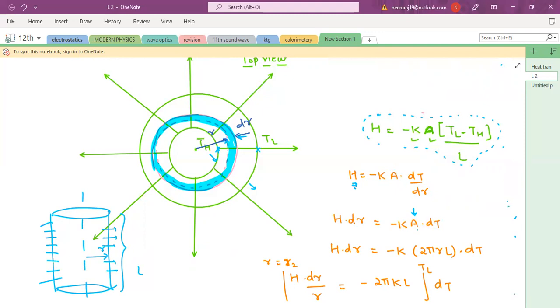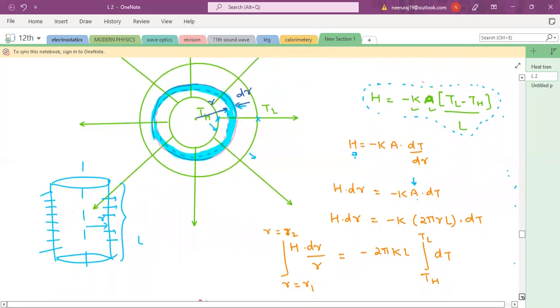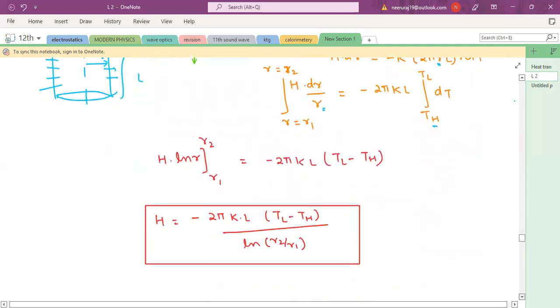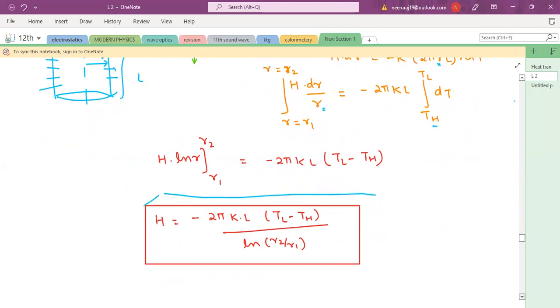Now we have just integrated this. What is H into dr? I have taken this r here, and the remaining part is here, so 2 pi KL is constant, dr by r. Now this r goes from R1; when it is R1, temperature is T high. When it is R2, temperature is T low. Then we have done the integration: H into integration of dr by r equals 2 pi KL into T low minus T high. I've arranged this. This is the formula which you need to remember. This is the formula when K is constant for the cylinder.